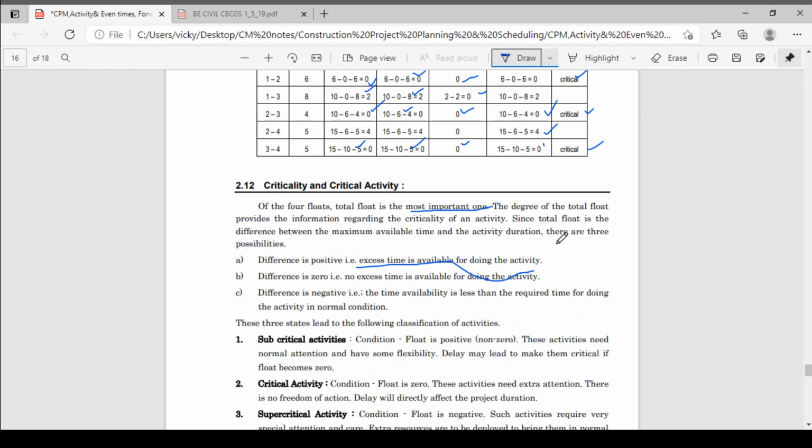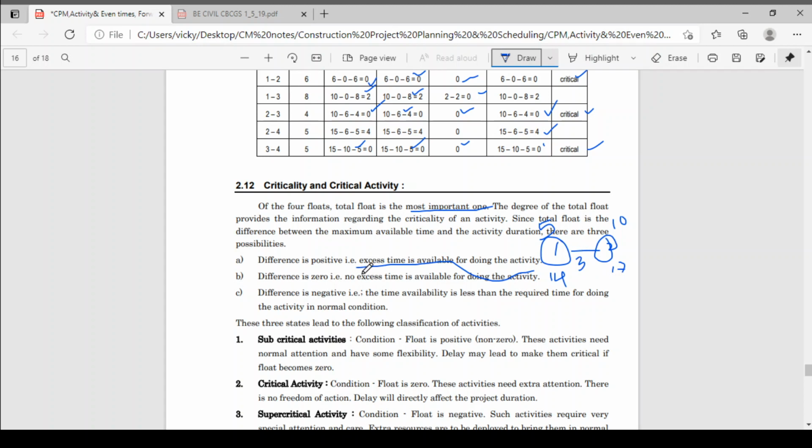See here, I will show. This is activity 1 2. Here the duration is 5, here the duration is 3. Suppose this is 10, this is 17, and this is 14. If the difference is positive, total float is 17 minus 5, which is 12, and 12 minus 3 is 9. A positive difference means excess time is available for doing the activity. We have maximum time to delay that activity.